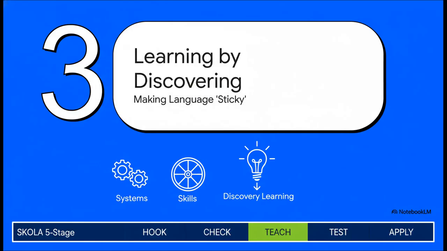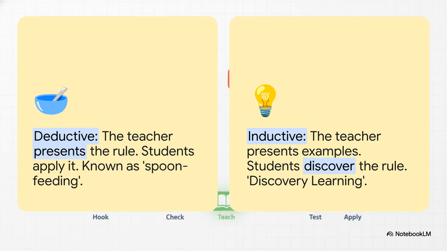Right, so if we're teaching the systems to help our students build their skills, what's the best way to actually do it? How do we make it all stick in their brains? Well, we're going to step away from the old-school traditional method, the spoon-feeding approach, where the teacher just gives you a rule and you practice it endlessly. Instead, we're going to embrace what's called discovery learning, where we guide the students to figure out the rules for themselves. It's so much more powerful.